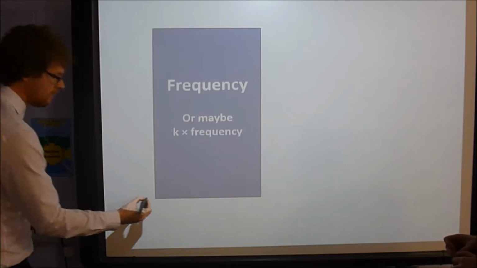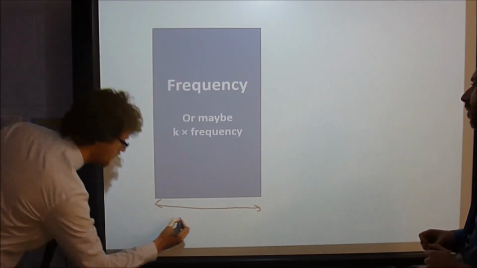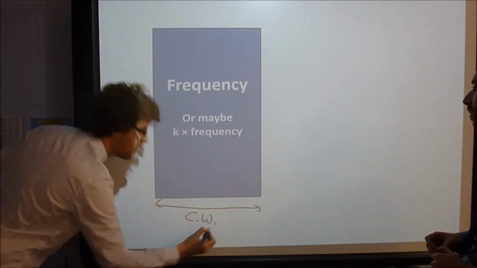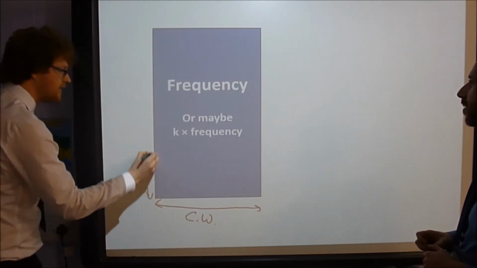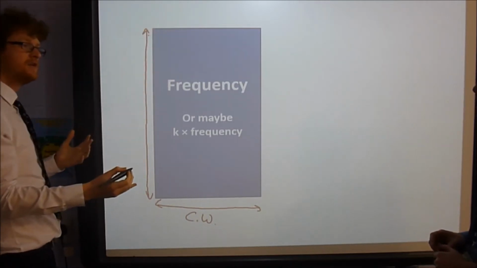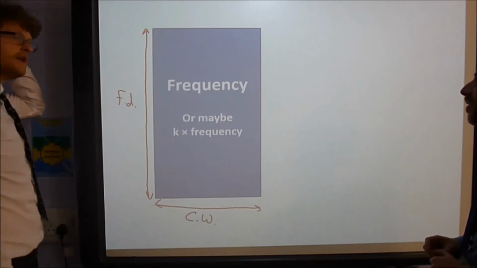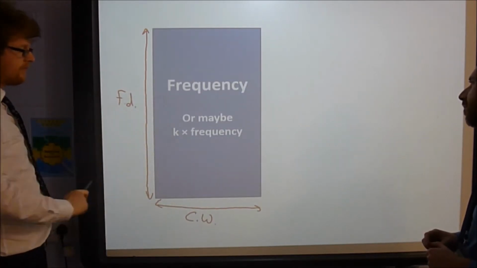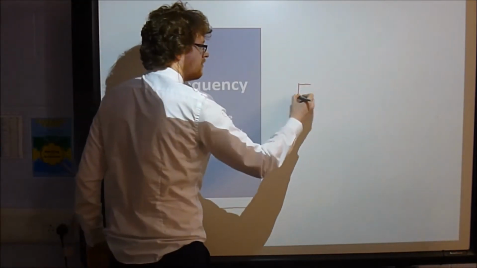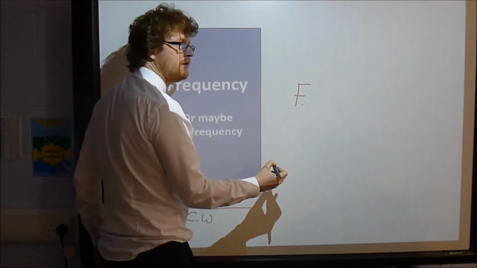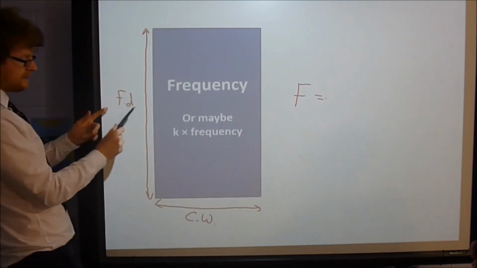We know that this bit here is how wide the group is, or class width. I'll go CW, class width. You've probably seen from GCSE that they used to use frequency density. I think I've just written FD before. Now we can make a quick formula for the area here. The area is frequency, so we use capital F. Frequency equals frequency density times class width.